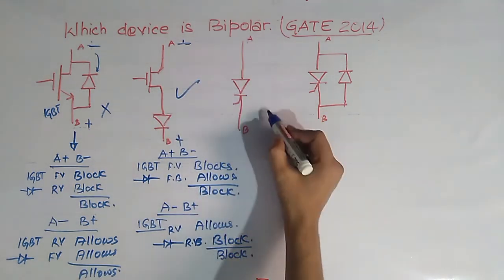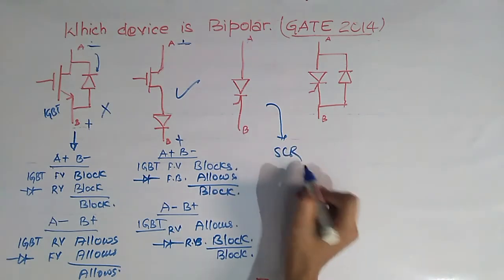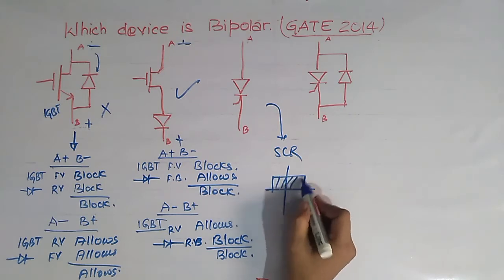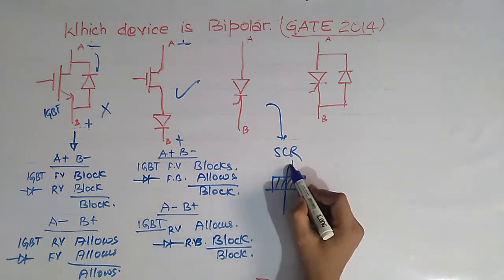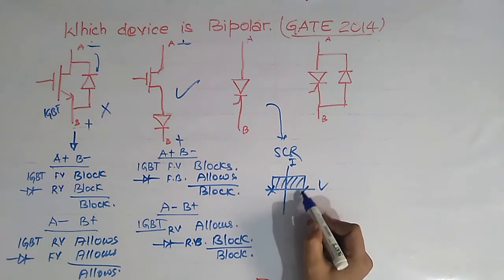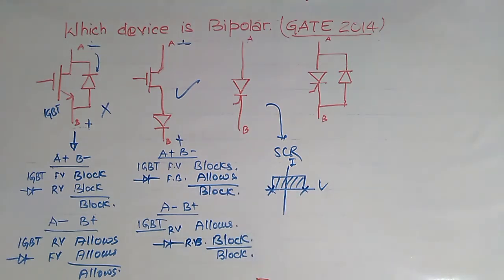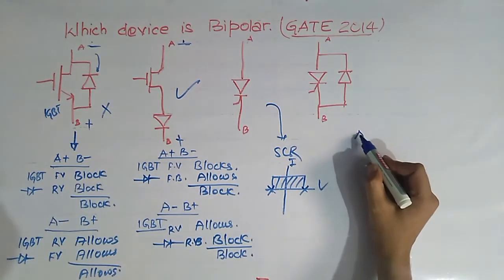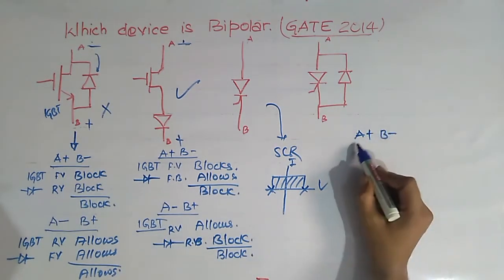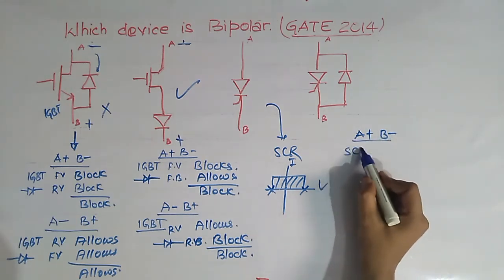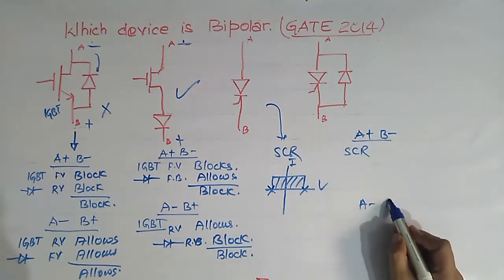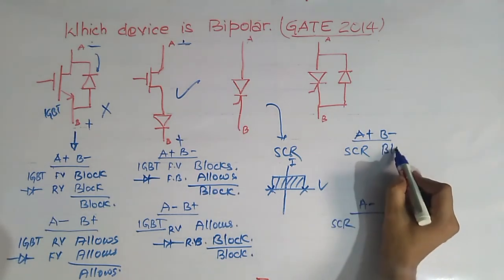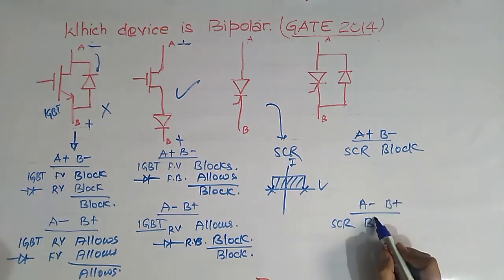Now this is SCR, and we know that SCR blocks both polarities of voltage. It blocks the forward voltage in forward blocking mode and reverse voltage in reverse blocking mode. That's why it is bipolar. Now check this. Here again we will check like this. When A is positive and B is negative, in this case we know that SCR blocks both polarities of voltage, so it will block here and it will block here also.